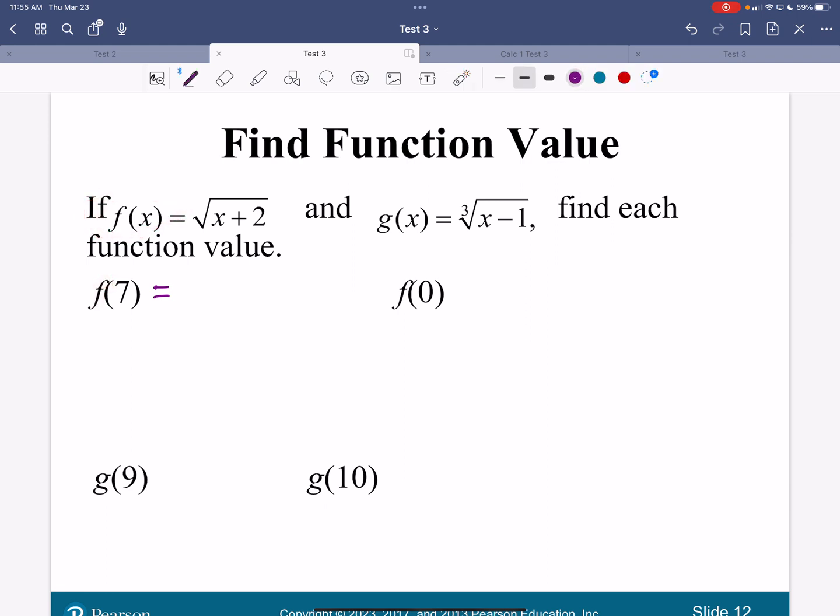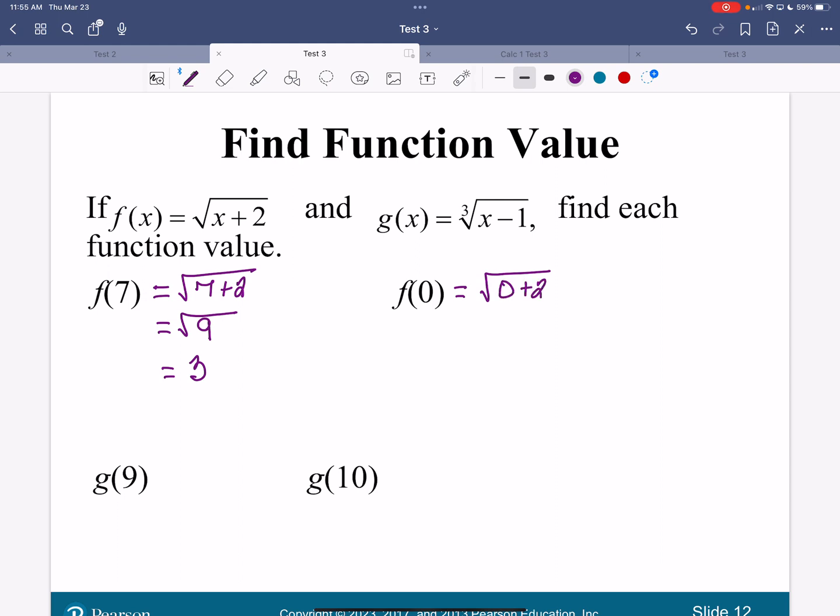So I'm going to have the square root of 7 plus 2. What's 7 plus 2? 9. And then what's the square root of 9? 3. Okay? I'm going to use function f again, okay, because I've got this f right here. That's why. And I'm going to plug 0 in. So I'm going to have the square root of 0 plus 2.